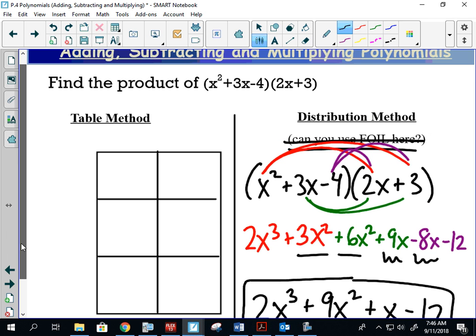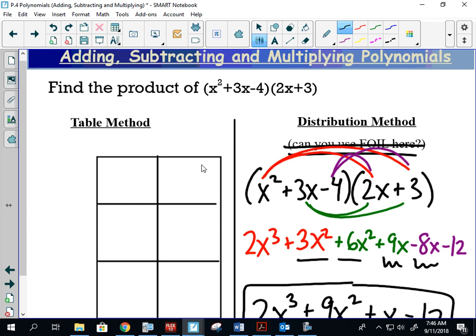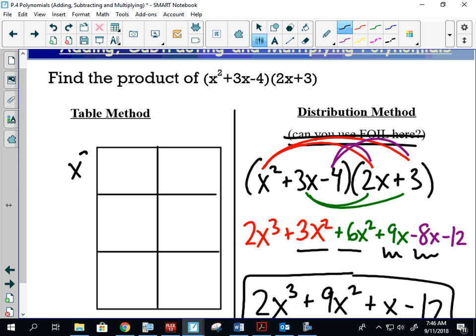If I use a table method, my table needs to be 3 by 2 because it's a trinomial times a binomial. So I'd have x squared here, 3x here, minus 4. And something I should mention is it doesn't matter how you draw your table. I could have just as easily drawn it like that, and it would work out. The orientation doesn't matter. Okay? 2x plus 3. And I just go multiplying it through.